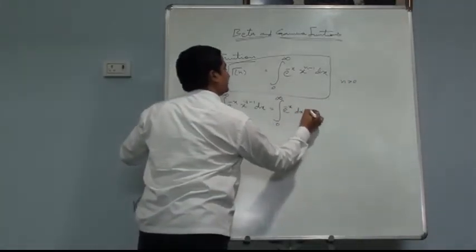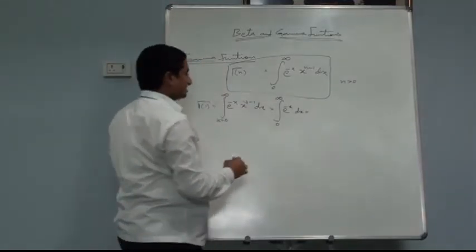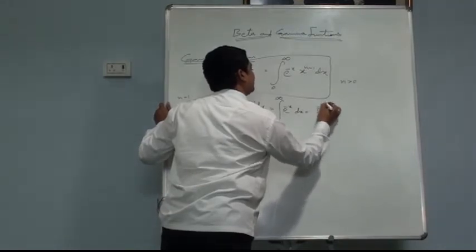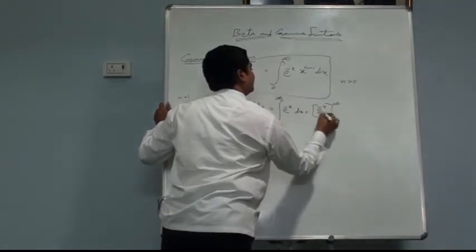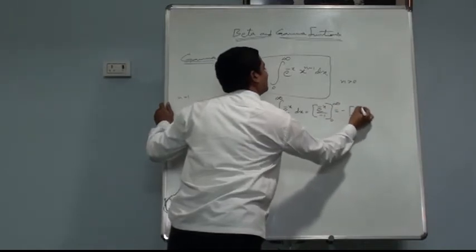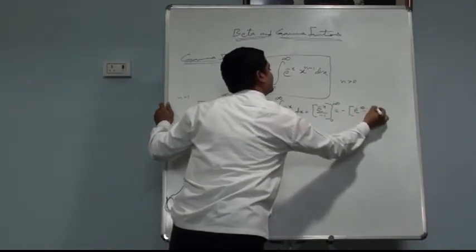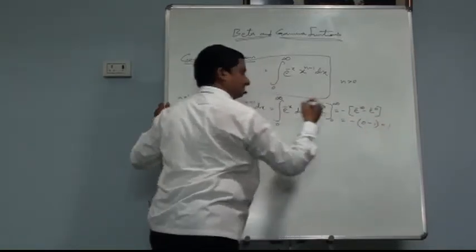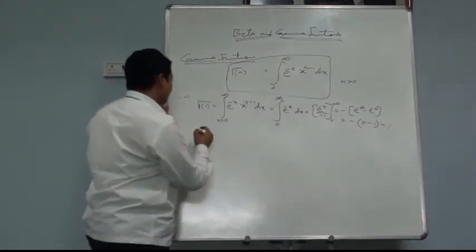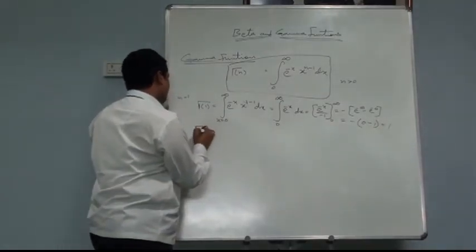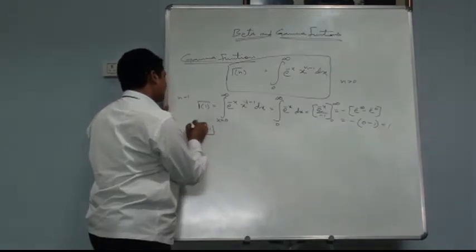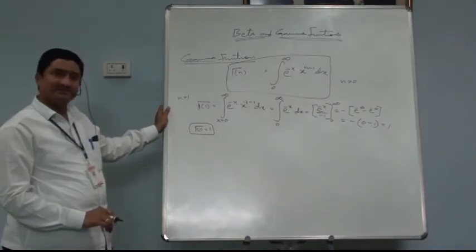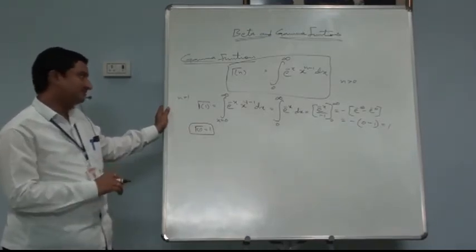Now if you apply the integration of e power minus x in the interval 0 to infinite, you get e power minus x by minus 1 from 0 to infinite. This is nothing but minus of e power minus infinite minus e power minus 0. This is minus of 0 minus 1, which is equal to 1. So this is the standard value of gamma 1. Gamma 1 is equal to 1, just now we have derived.